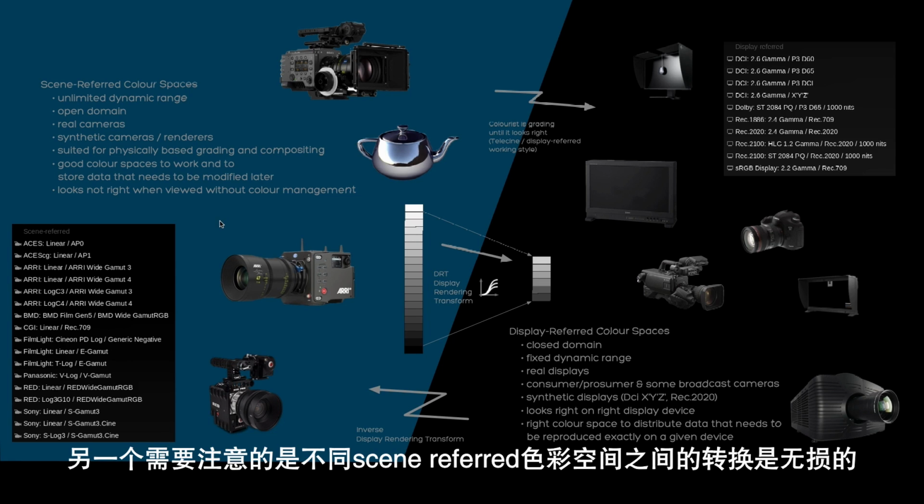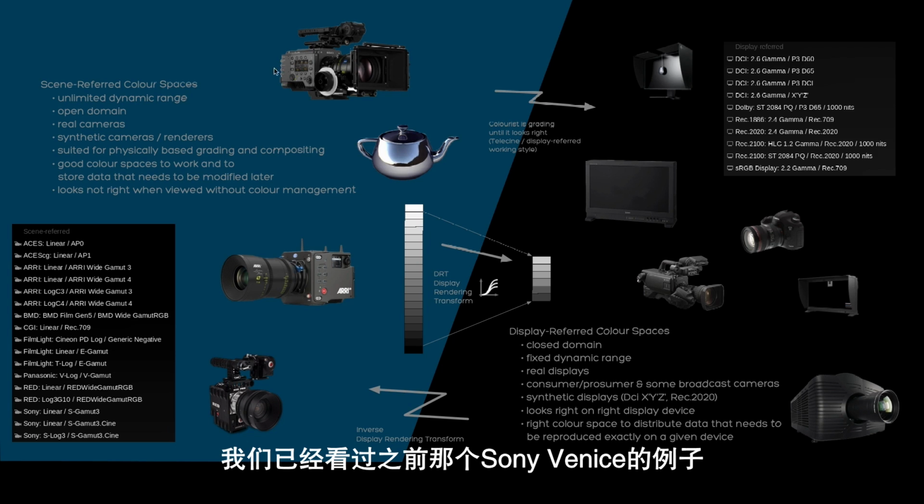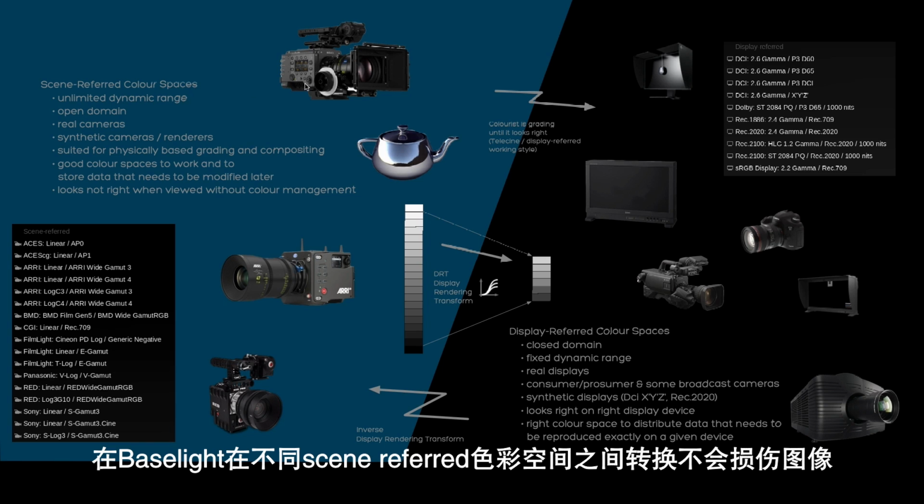Another thing to note is that conversions between different scene-referred color spaces are practically lossless. We've seen that in that example with that Sony Venice shot. So we can basically convert from one scene-referred color space in Baselight to another scene-referred color space and then back to the other one without any image degradation.